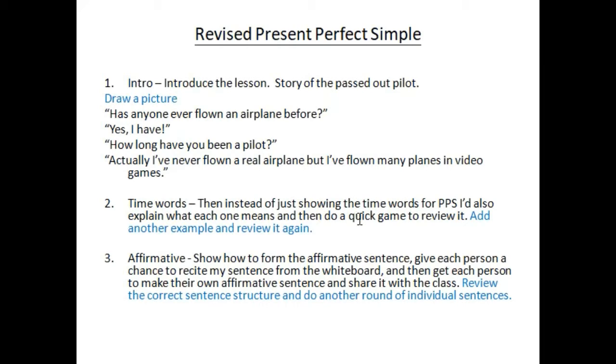Then on the next part, the time words. After I gave it all out and we did a review of the game, if I didn't feel they were getting it, I would just add another example and then review it again. And then also for exercise 3, the affirmative sentence, if I thought the sentences they came out with were full of mistakes or they weren't able to follow the sentence structure, I would just go back and review the sentence structure one more time and then do another round of individual sentences.